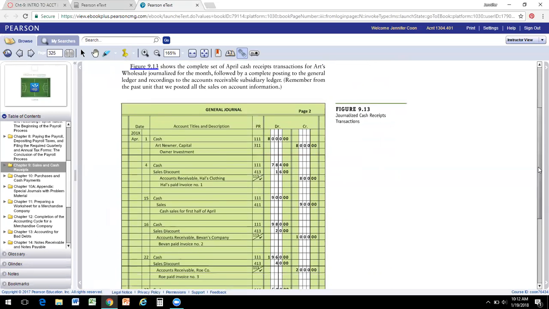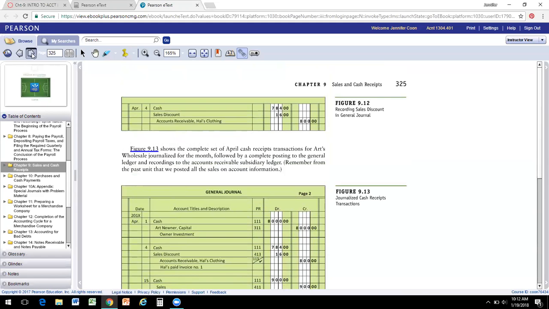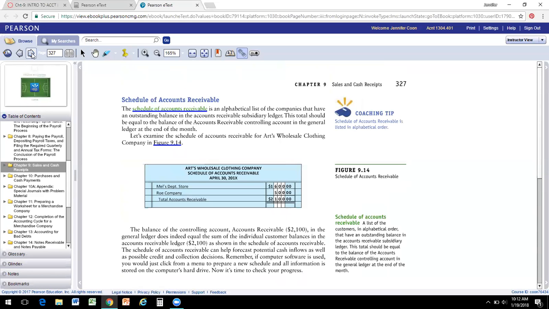I think the rest of the chapter is pretty much just kind of doing the journal entries and going back and forth. Homework shouldn't be too bad for you. Making sure you understand the accounts. You may have a schedule of accounts receivable. All it is, is listing everybody and what their totals are, what their balances are, and you get a total number.